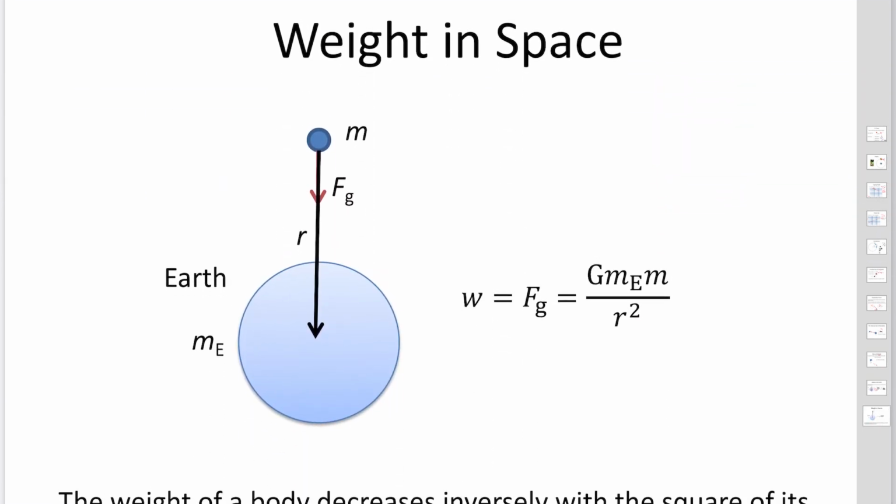Then actually the gravitational force depends on the distance between the two objects. Weight is also dependent on the distance between the two objects. If we place the object far away from the ground of the Earth, then weight can be calculated using the universal law of gravitation. This is the universal law of gravitation, and this is equal to the weight. Weight of a body decreases inversely with the square of its distance from the Earth's center. Okay, this is the end of this session.